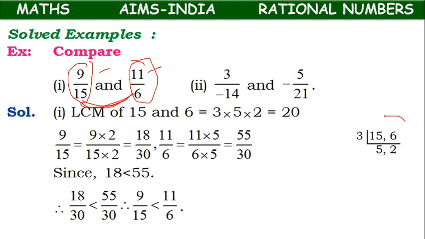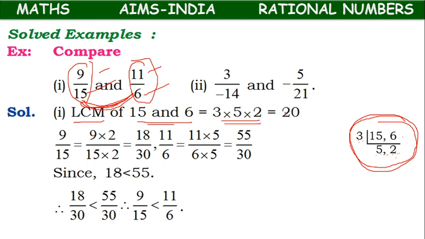So what do we have to do? We have to take their LCM, the LCM of the denominators. First denominator 15, second denominator 6. What is the LCM? 3 5 times 15, 3 2 times 6. So that's all, we cannot divide them further. So 3 into 5 into 2. So LCM of 15 and 6 is 3 into 5 into 2, 30. Not 20, children, this is 30. LCM is 30.